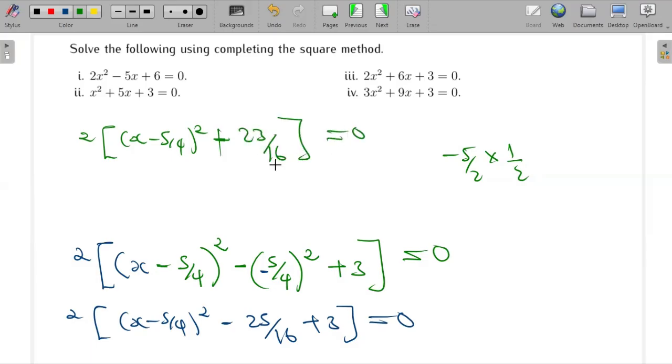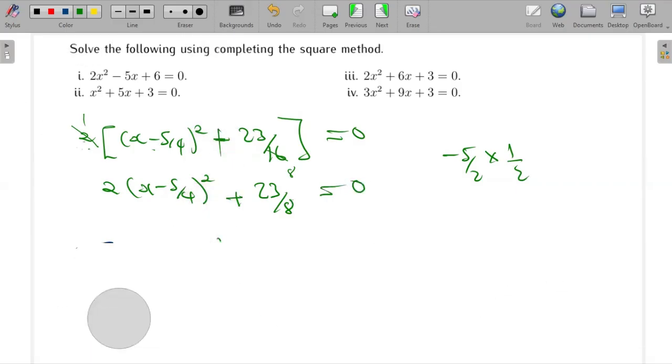Okay, equal to 0. And then you can distribute the 2 outside, which we distribute inside. So you get 2 times (x minus 5 over 4) squared, and then these 2 multiplied there, what are you going to get? This 2 to there, 1. That 2 there, it's 8. So you get plus 23 over 8 is equal to 0.